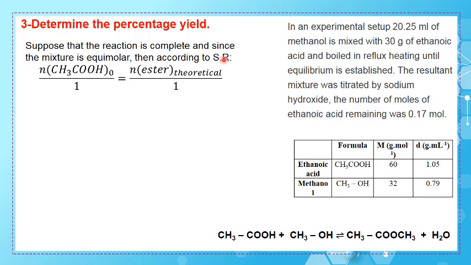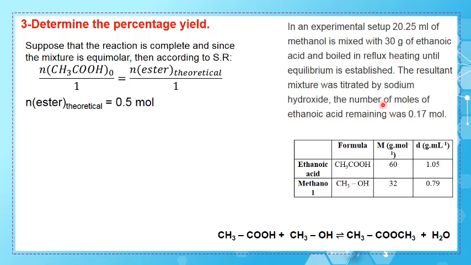So, according to the stoichiometry of the reaction, n initial of the acid here is equal to the n theoretically formed of ester, because theoretical means according to the stoichiometry, got by calculation and not in reality in the experiment itself. So n of the ester theoretical is 0.5 mole. Perfect. Now how to find n experimental of ester?